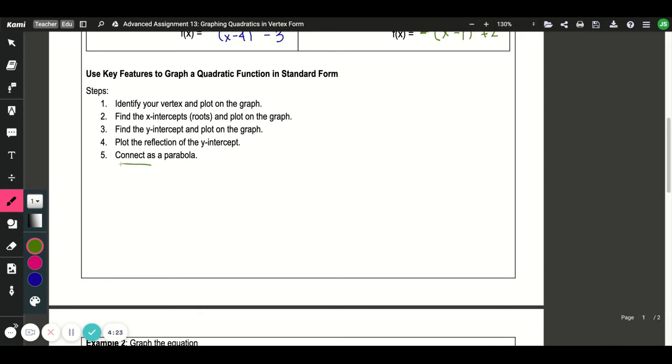This last step got left off a lot on the quiz. I had a lot of people writing the points but didn't actually draw the parabola.